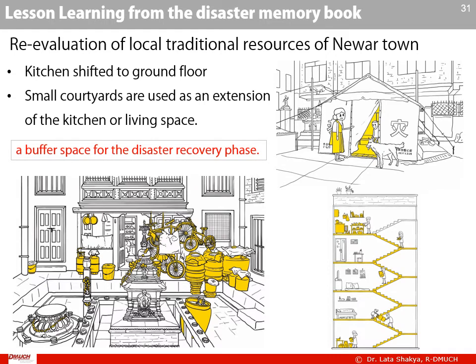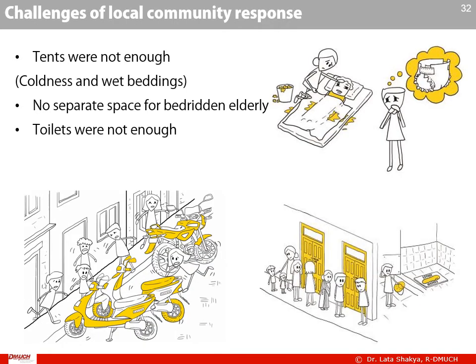It is also a notable point that after staying a few days in courtyards, when victims started their daily life in their own houses, they first shifted their kitchen to the ground floor, which is normally taken as an impure space for kitchen use or living space use. During the temporary living phase, small courtyards were used as an extension of the kitchen or living space. They lived using only lower floors and courtyards for more than half a year because of the fear of aftershocks. It can be said that the ground floor and small courtyards of Newa town are actually a buffer space for the disaster recovery phase. The next lesson-learning part is the challenge of disaster response.